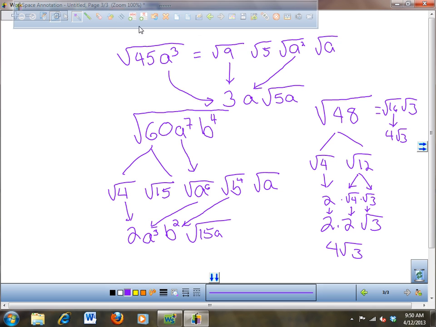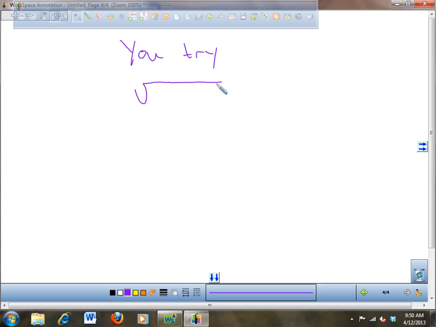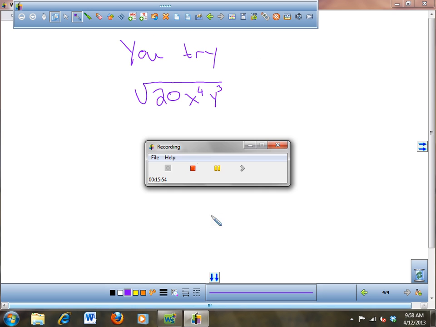Let's do a you try. Okay, here we go. You try. Square root of 20 x to the fourth y to the third. See if you can try to do that. Alright, this is definitely worth points if you get it right. Good. I'll pause.